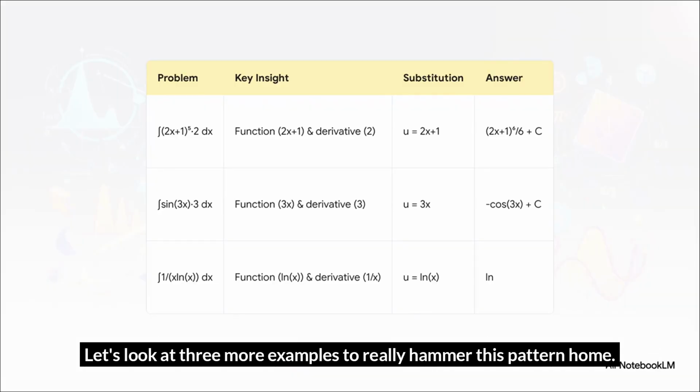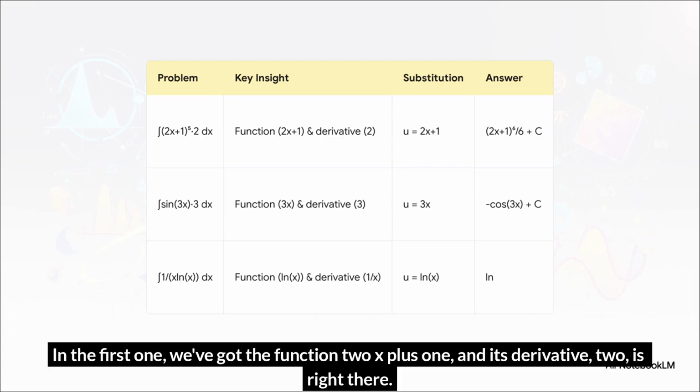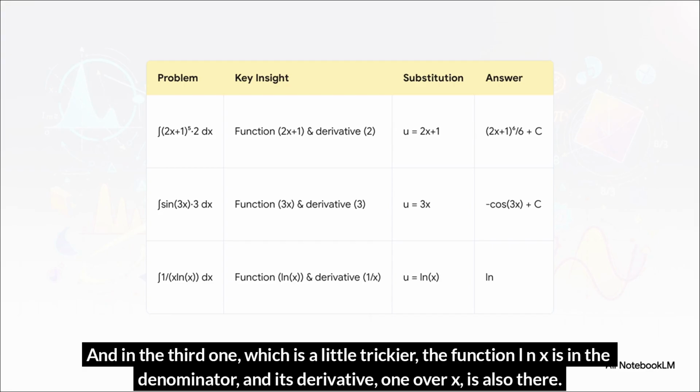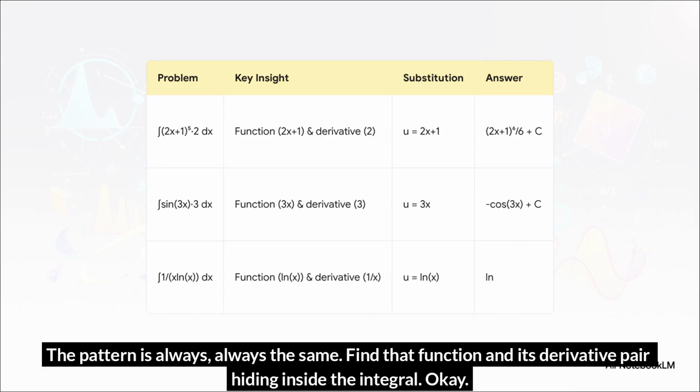Let's look at 3 more examples to really hammer this pattern home. In the first one, we've got the function 2x plus 1, and its derivative, 2, is right there. In the second, we have the inner function 3x, and its derivative, 3. And in the third one, which is a little trickier, the function ln x is in the denominator, and its derivative, 1 over x, is also there. The pattern is always the same. Find that function and its derivative pair hiding inside the integral.